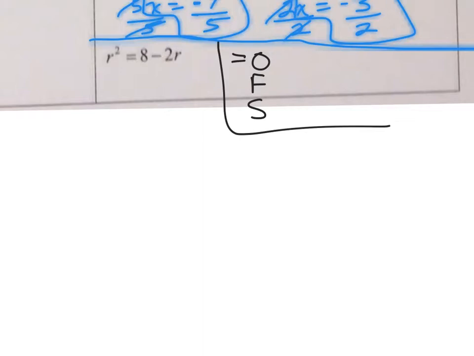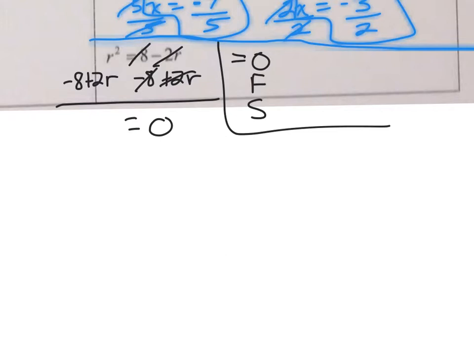So on this problem, to get the 0, we could subtract 8 and add 2r to the right side. But if I do it on the right side of the equation, I have to do it on the left side of the equation as well. So on the right side, that gets the 8 and the -8 to cancel, the -2r and the 2r to cancel. It gives me 0.